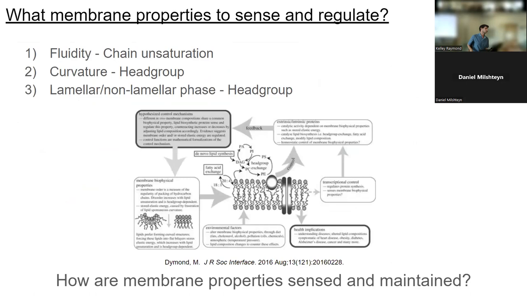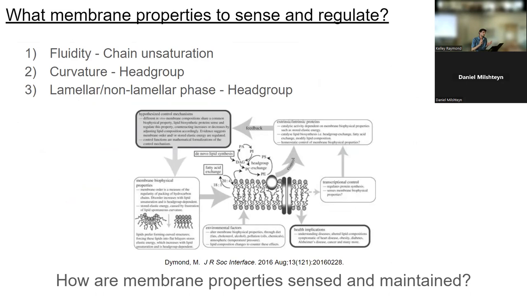So that's essentially the focus of my work: more of the biochemistry of understanding cells and cell membranes, and how they can tune their lipid synthesis in order to accommodate different environmental conditions.